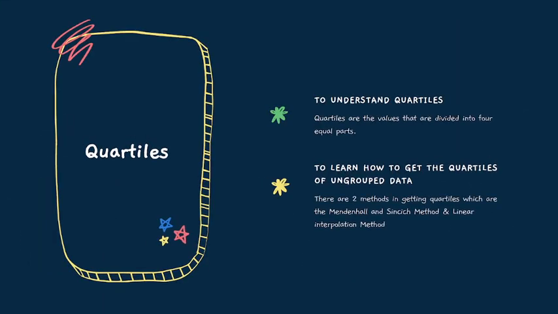To understand quartiles, in simple definition, quartiles are the values that are divided into 4 equal parts. To learn how to get the quartiles of ungrouped data, there are two methods: the Mendenhall and Sincich method and the linear interpolation method. For this lesson, I will be discussing only the Mendenhall and Sincich method.